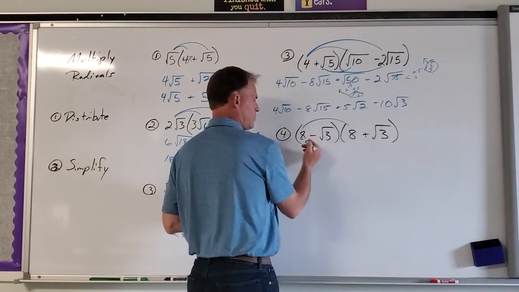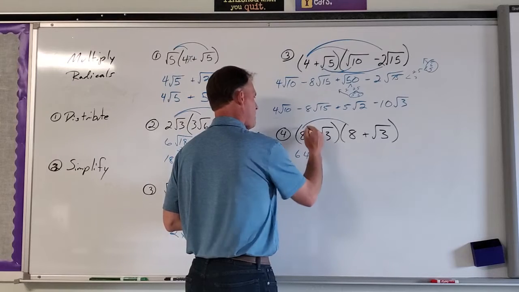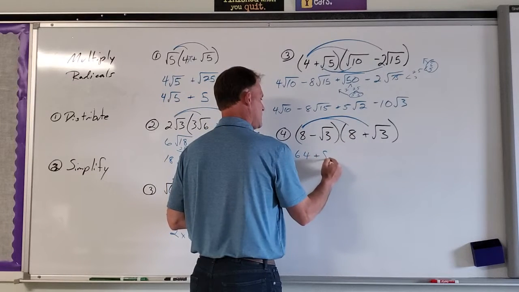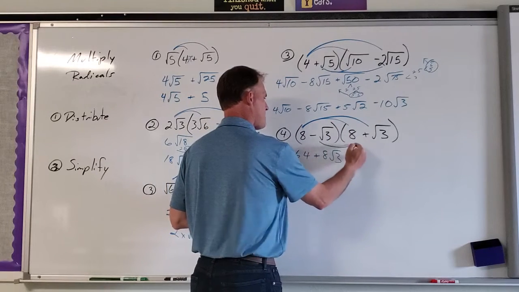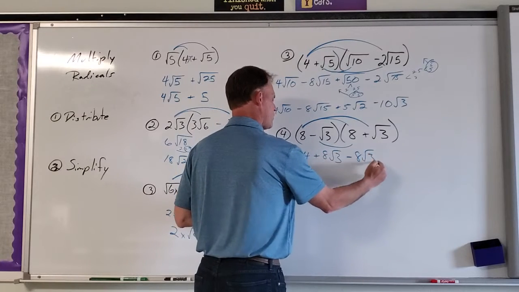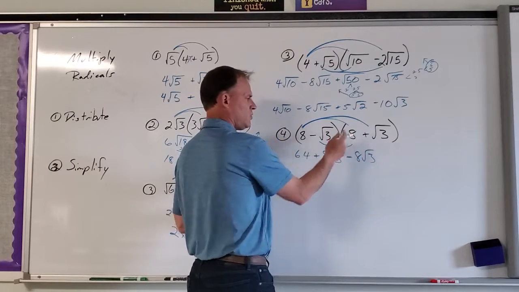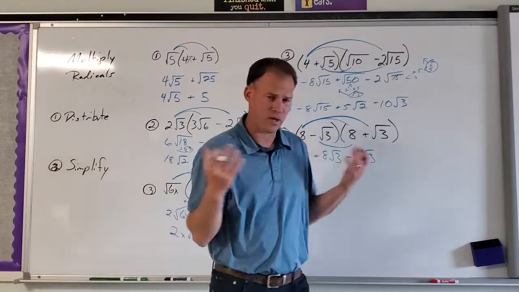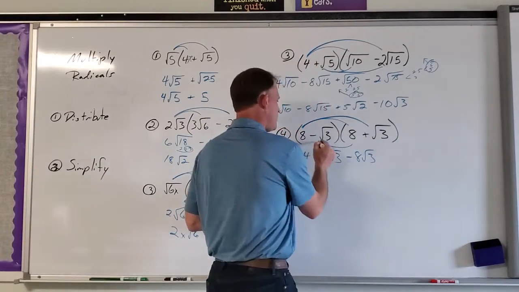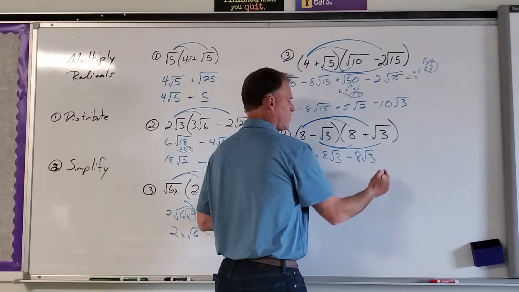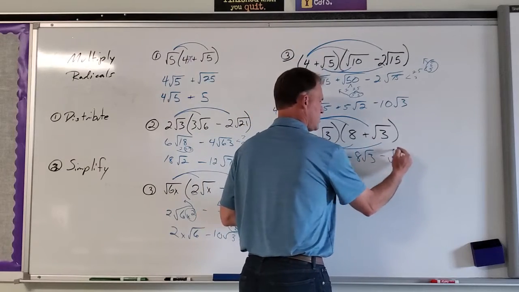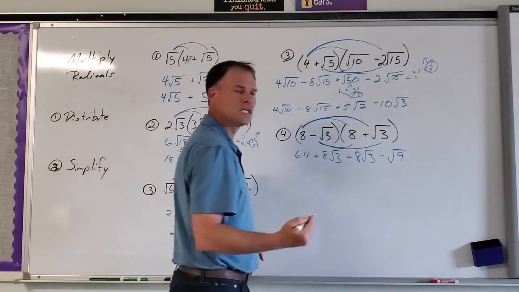Again, double distribute. These are both whole numbers. 8 times 8 is 64. Plus 8 root 3. Minus 8 root 3. Remember, whole number, radical. Just put the whole number in front of the radical. If they don't have it, just put them in that order. And then I multiply here. Square root of 3 times the square root of 3. Positive, negative, so it's minus root 9.